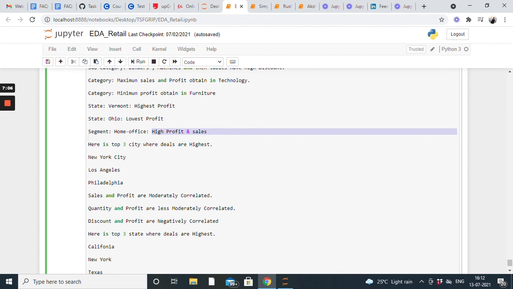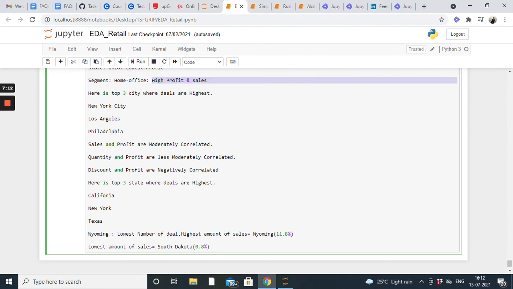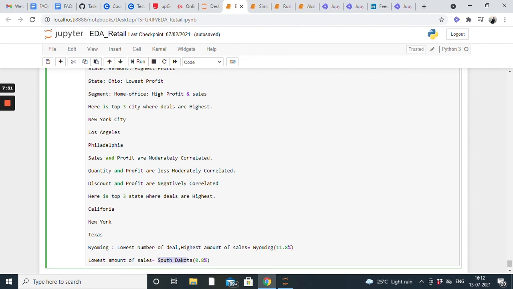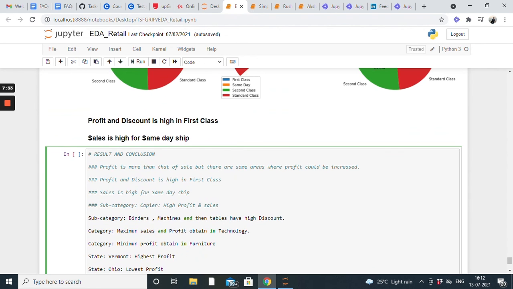The top three cities where deals are highest are New York, Los Angeles and Philadelphia. Sales and profit are moderately correlated, quantity and profit are less correlated, and discount and profit are negatively correlated. The top three states with the highest deals are California, New York and Texas, and Wyoming has the lowest number of deals. The lowest sales are in South Dakota. These are the conclusions from this analysis. Okay, thank you.